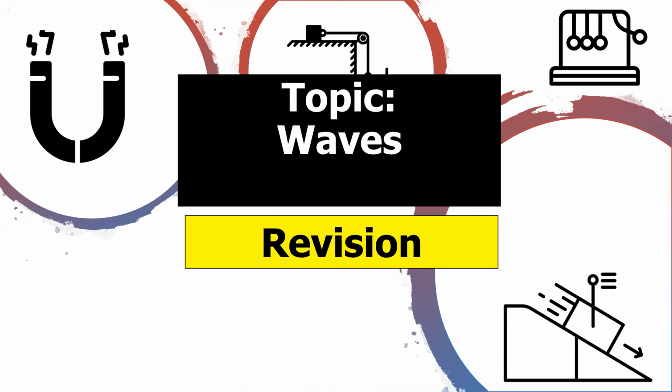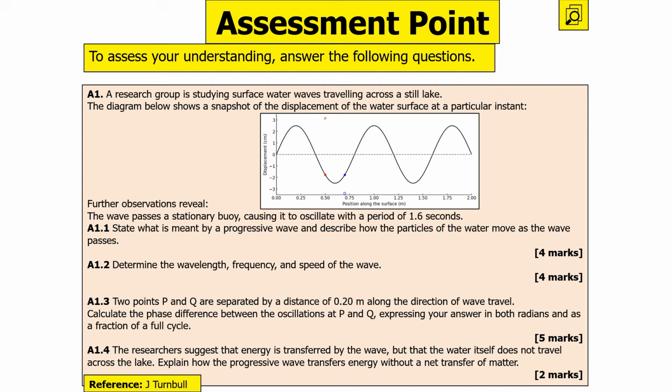So let's now have a look at some examination style questions. A research group is studying water waves travelling across a still lake. Further observations reveal a wave passes a stationary buoy causing it to oscillate with a period of 1.6 seconds. State what is meant by a progressive wave and describe how the particles of the water move as the wave passes. Determine the wavelength, frequency and speed of the wave.